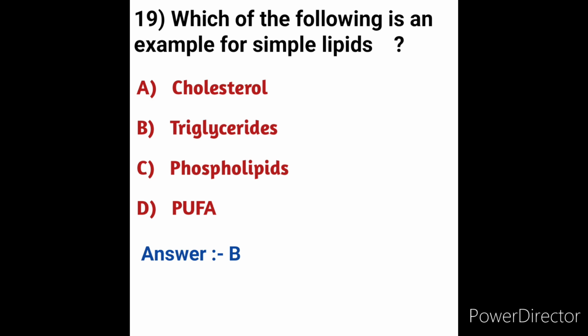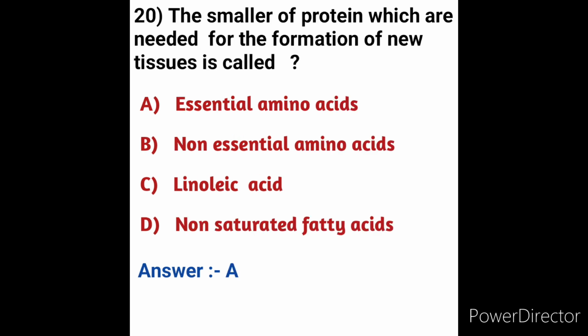But here option D, what is PUFA? We have to know the abbreviation of PUFA. PUFA means polyunsaturated fatty acids. Okay friends. But the simple lipids, here the example is triglycerides. Option B is the correct answer. Move on to question number 20.